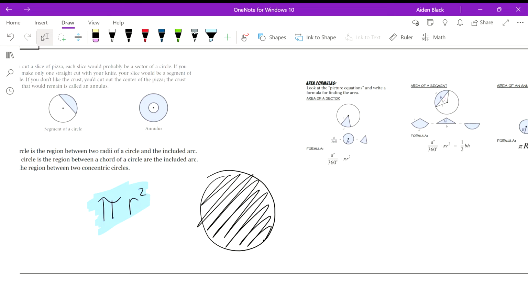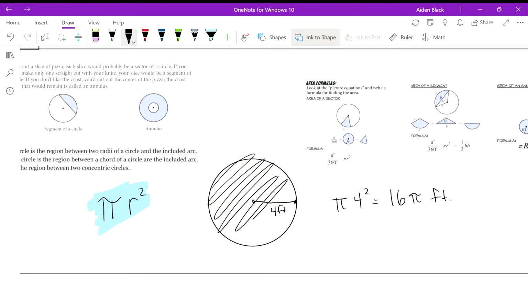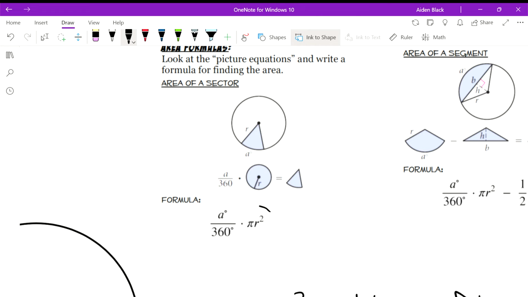So imagine you had a circle with a radius of, let's say, 4 feet. We would know the area of the entire circle would be pi times 4 squared. So that would be 16 pi square feet. Okay, that would be the entire area. But we've learned about taking parts of the area. For example, with a sector, what you do is you find the area, pi r squared, and then you multiply it by the ratio of the arc measure to the entire circle.